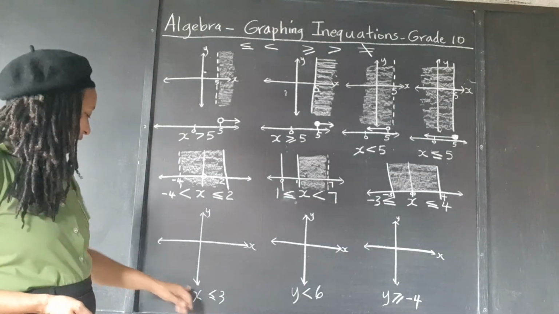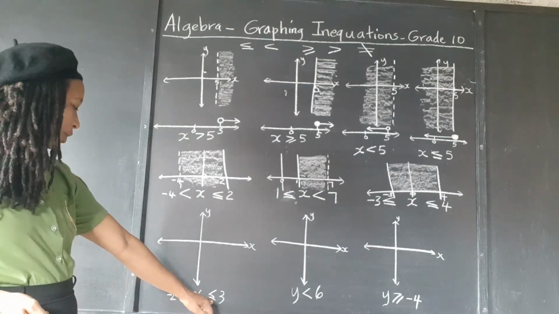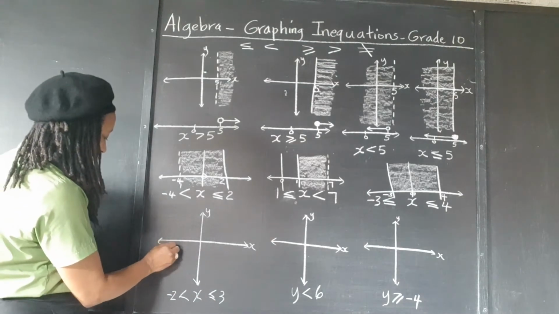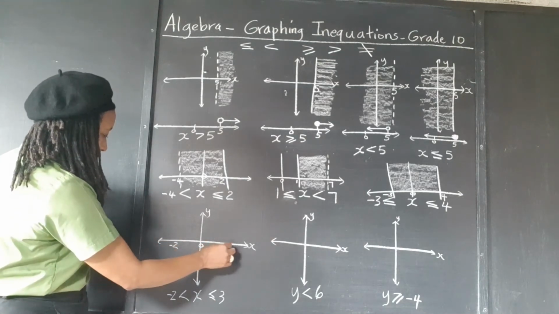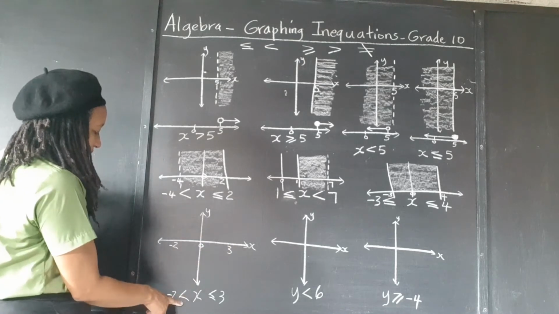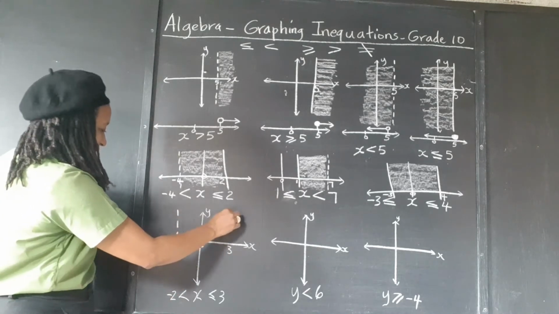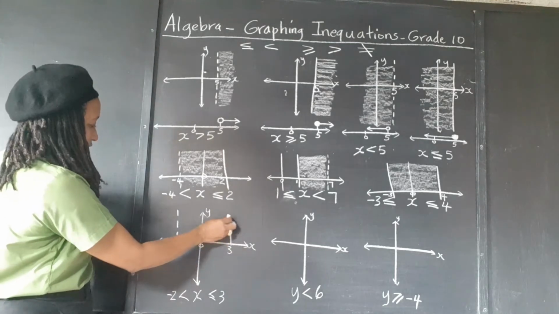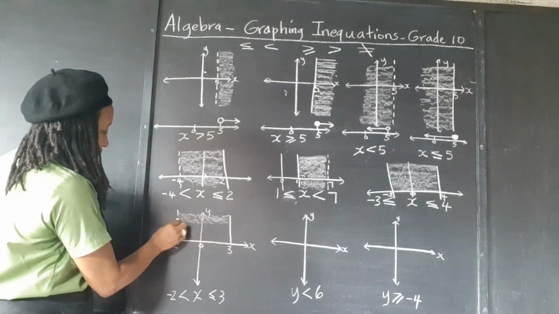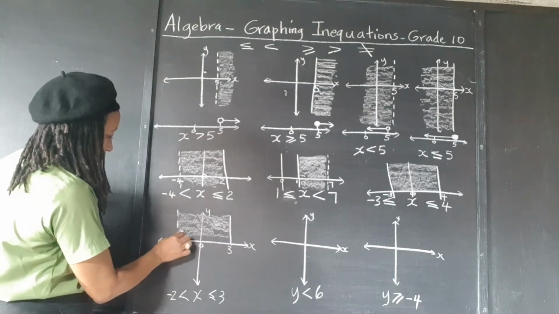X is greater than -2, less than or equal to 3. So we have -2, 3. It's just greater than negative 2, so that's a broken line. Less than or equal to 3, so that's unbroken. And we just shade in between.